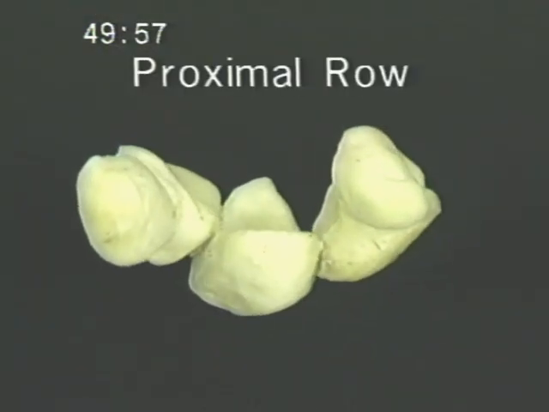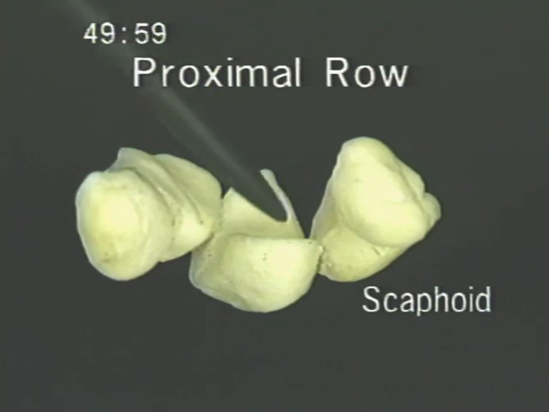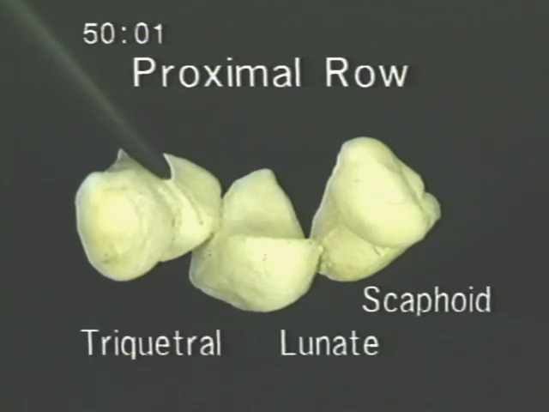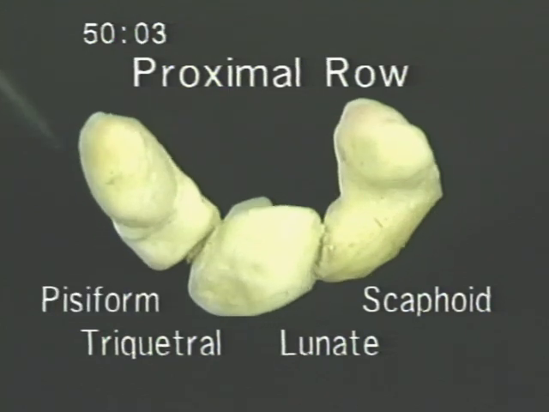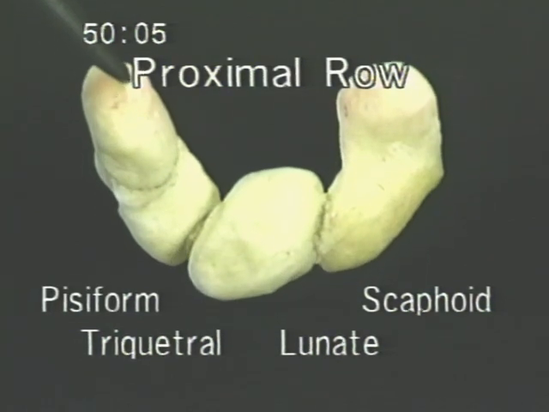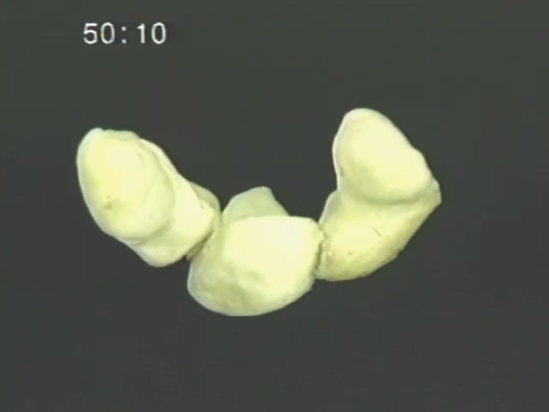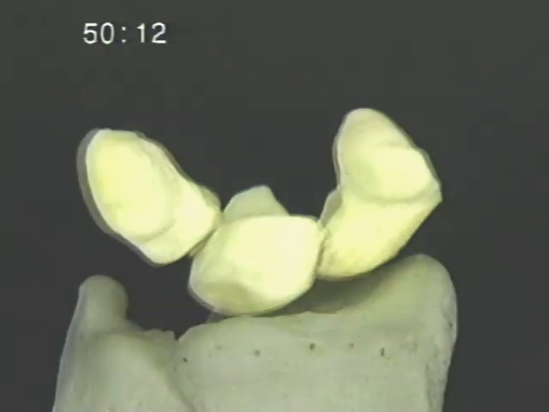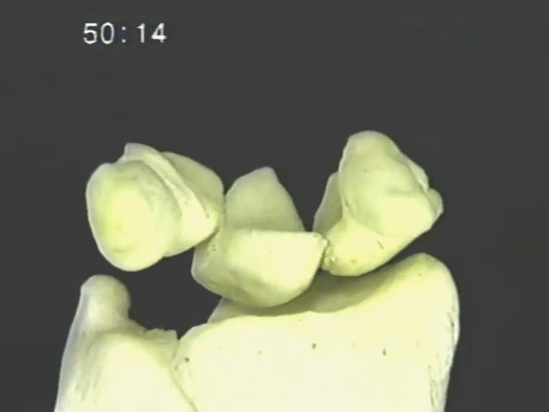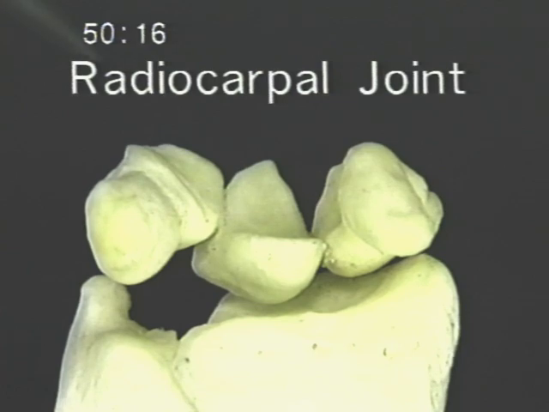The 4 bones of the proximal row are the scaphoid, the lunate, the triquetral, and the pisiform, which sits by itself on the triquetral. The scaphoid, the lunate, and part of the triquetral articulate with the distal end of the radius to form the radiocarpal joint.